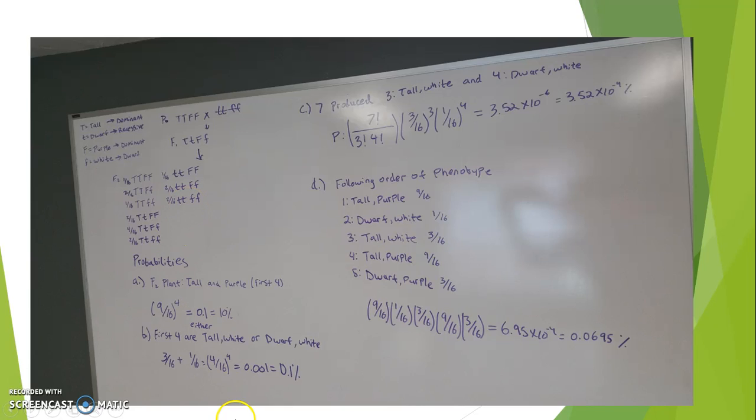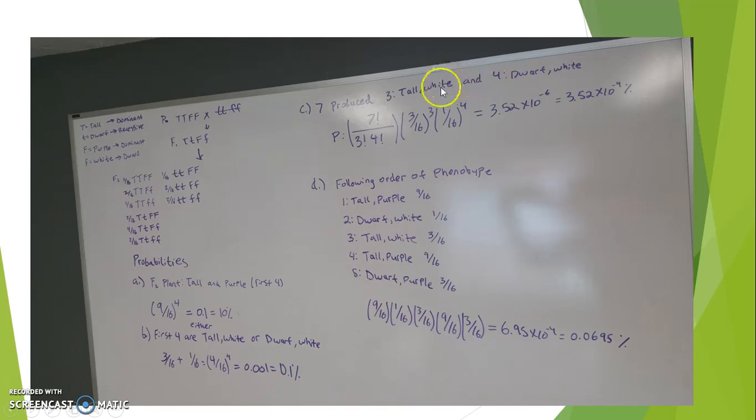And so what you do is you add those together, because it's an either-or problem, and you raise that to the 4, and then you come out to get 0.1%. And then, oops, sorry about that. And so that's about 7. The 7 produced 3 that are tall and white and 4 that are dwarf and white.